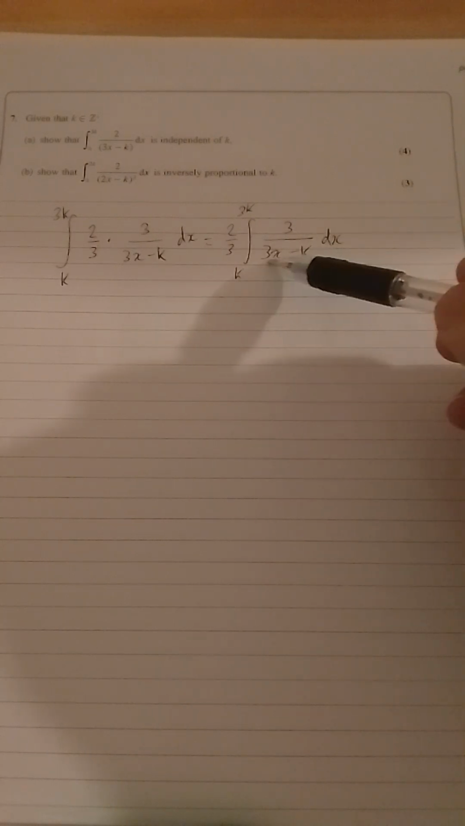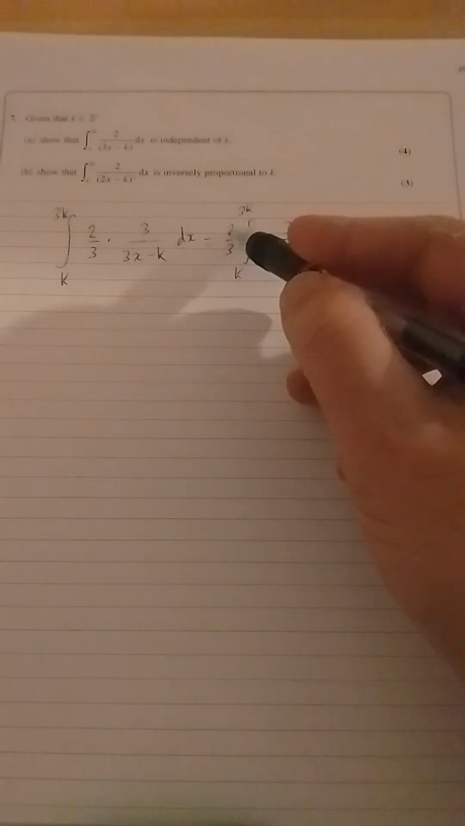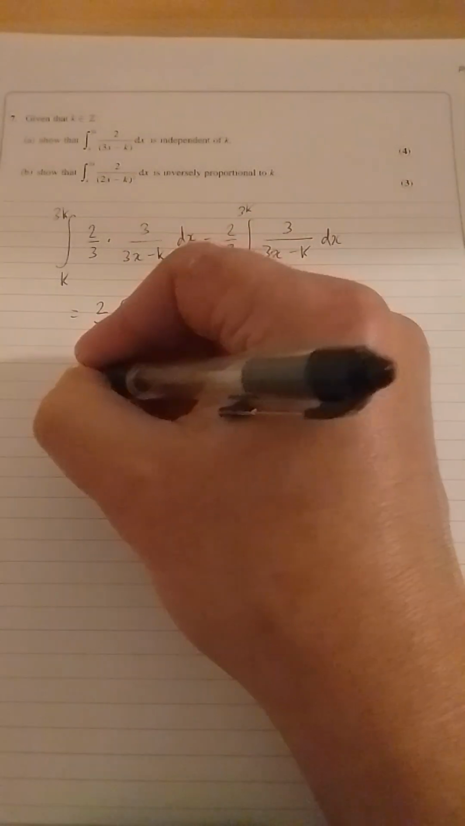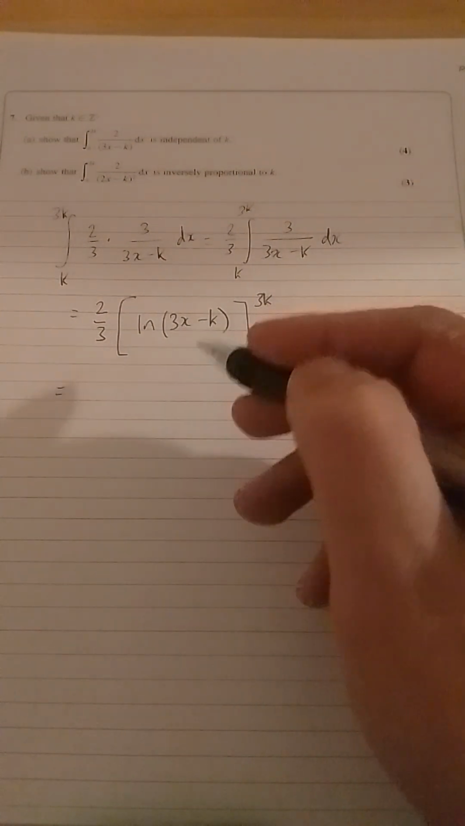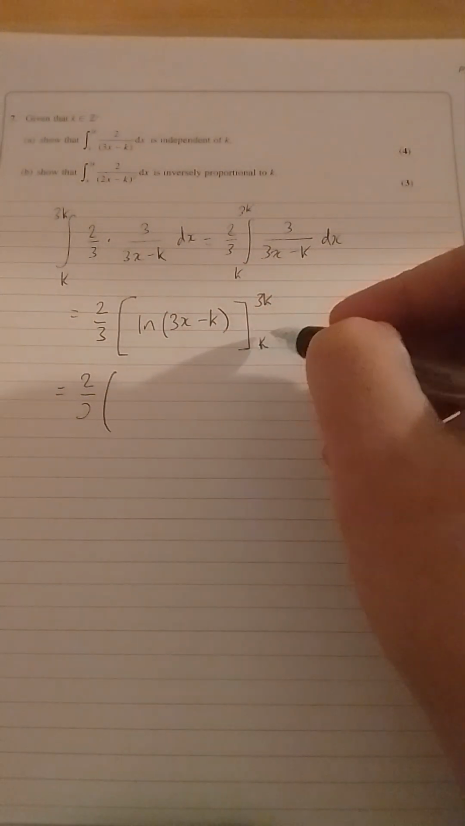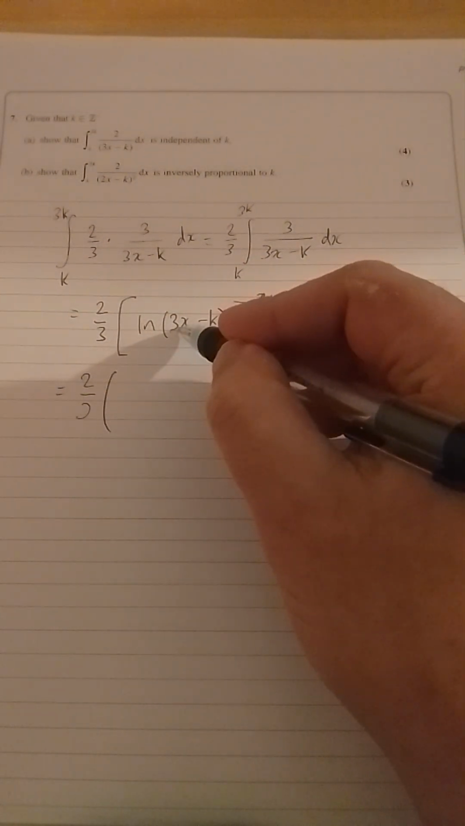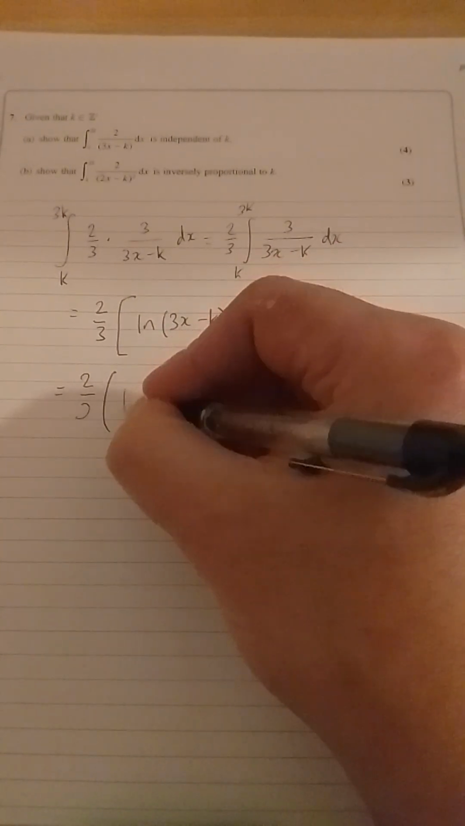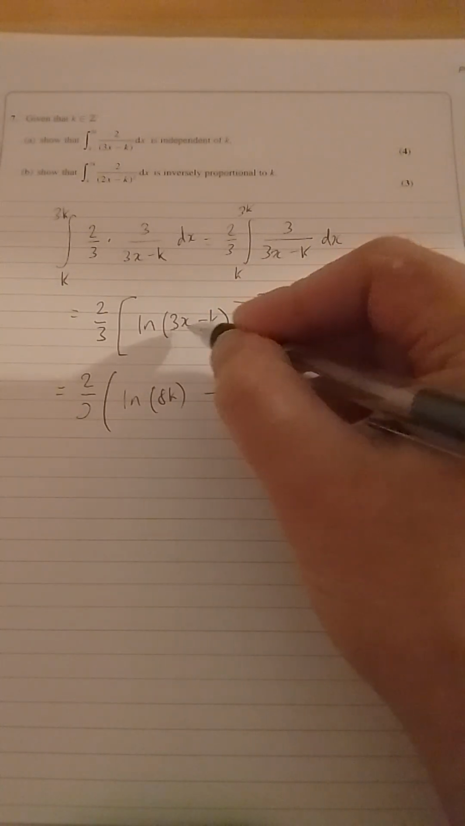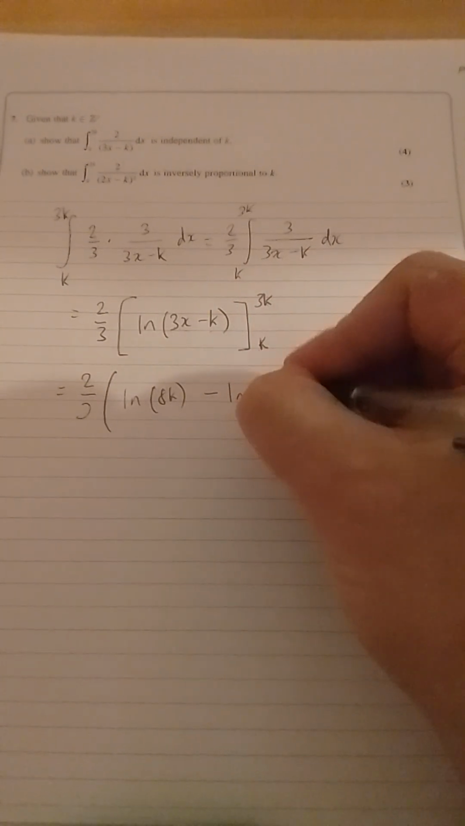Okay, now if we differentiate the bottom, we get the top. So in other words, this integral is natural log of the bottom, of course, times 2/3 and with these limits. So it will be 2/3 natural log of 3x minus k between k and 3k. Now, if we substitute in 3k and k, we can actually evaluate the integral. So it will be 2/3 times, if we substitute in 3k, it will be 3 times 3k, or 9k, take away k, will be 8k, so natural log of 8k. And if we substitute in k, it will be 3 times k minus k, so 2k, natural log of 2k.